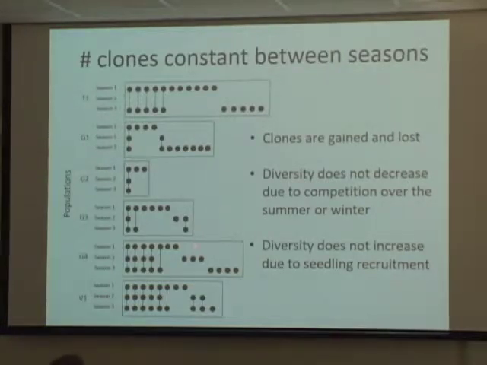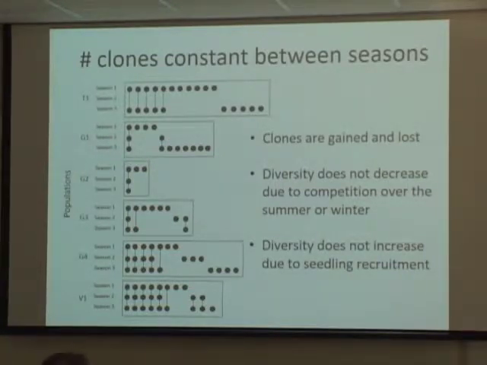And what I find is that clones are commonly lost or gained. There are the same number of clones over time. The numbers are not statistically different between seasons. But it's not the exact same clones present because we have all of these lost and new clones in each population. So the diversity is not increasing or decreasing, but new clones are gained and lost.